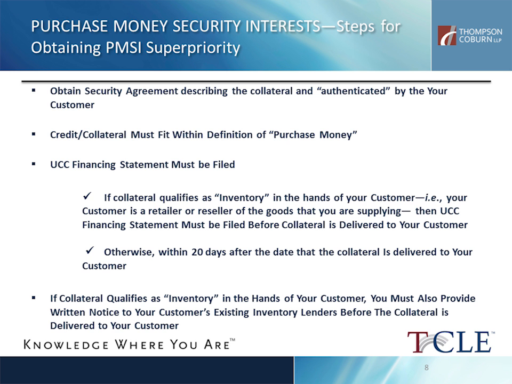Now, if the goods you are providing to your customer are goods that your customer is going to resell to third parties, then Article 9 characterizes those goods as inventory, and in order to obtain a purchase money security interest in those goods, you're going to need to file your UCC statement before those goods are received by your customer.